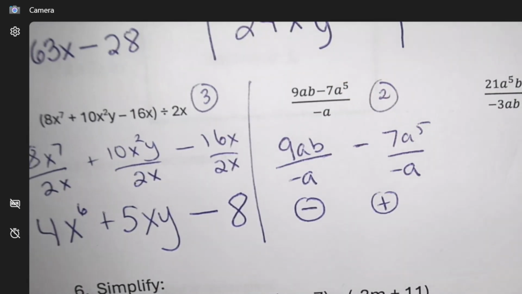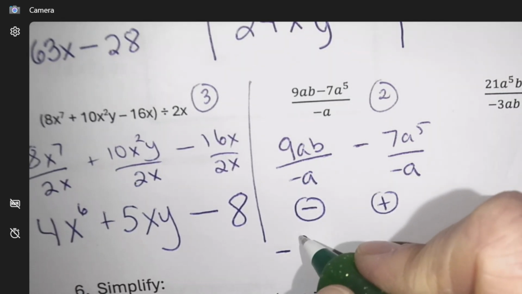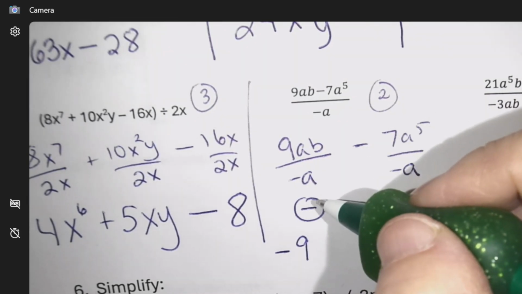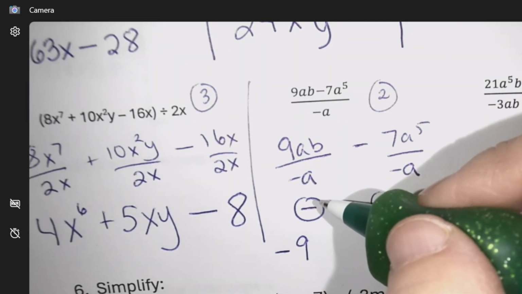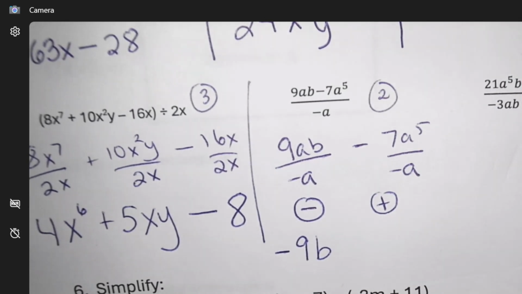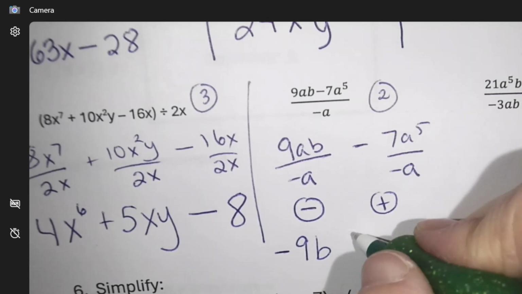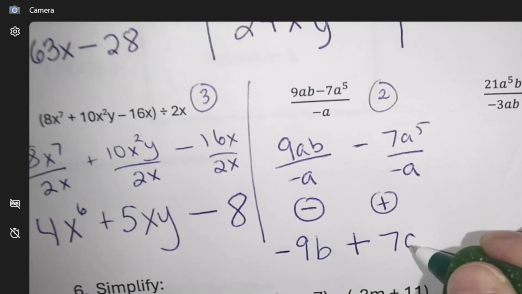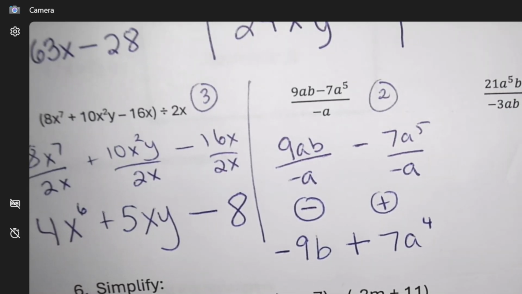Okay, so here we go. Negative, because that's what you told me. -9. I am not writing the A's. See why I'm not writing A's? They would cancel out. Then you told me to say a plus. Plus 7a to the 4th now.